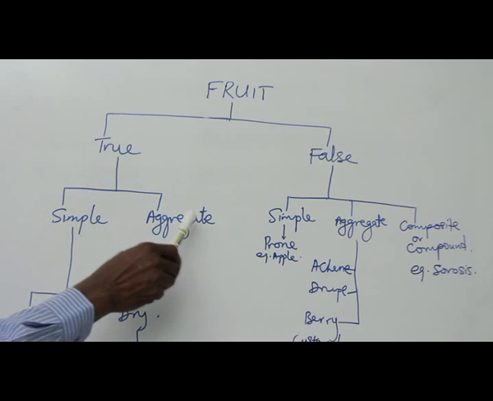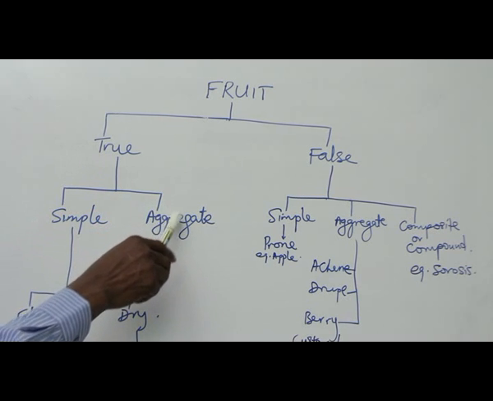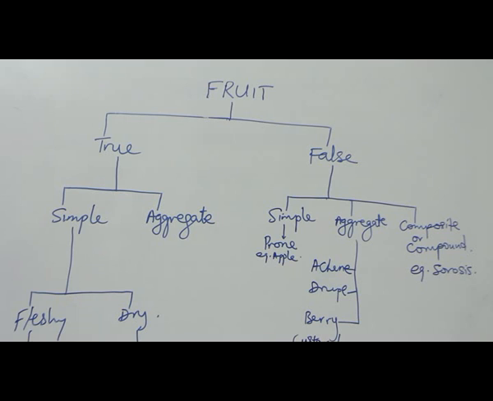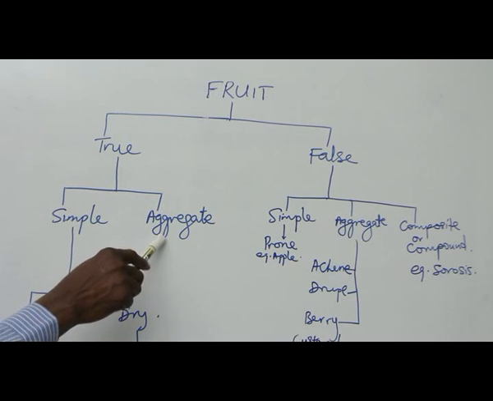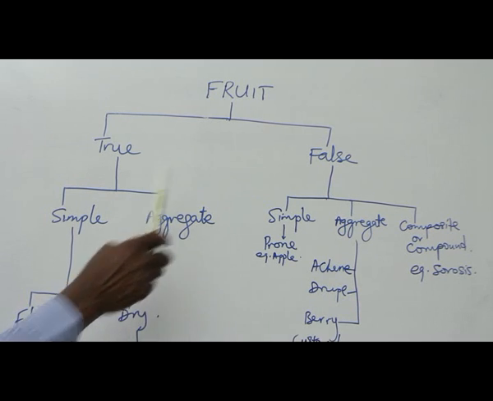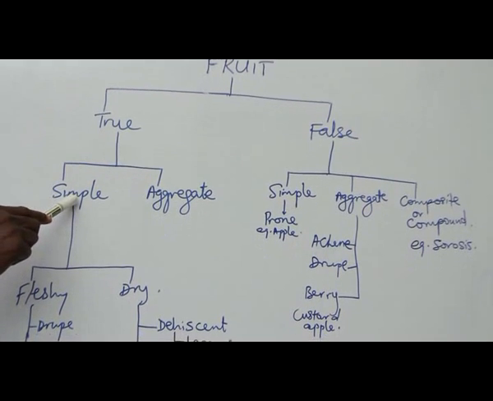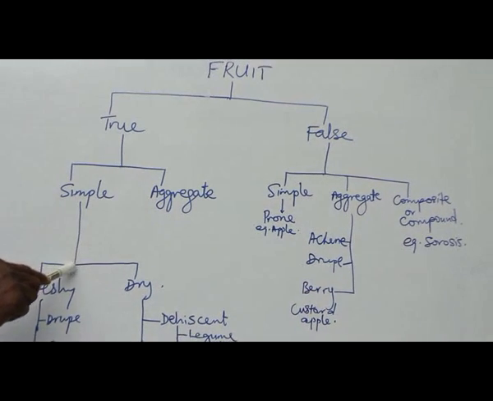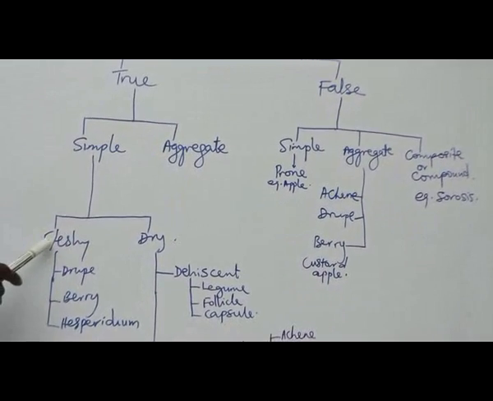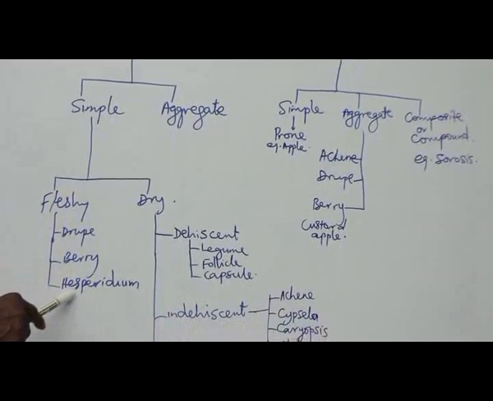A fruit can be an aggregate fruit if the fruit is formed from an inflorescence, a group of flowers together, as we have in banana bunch and palm fruit bunch. Then let's come to single fruits. A single true fruit can be fleshy or dry. If it's fleshy, it's either drupe, berry, or hesperidium.